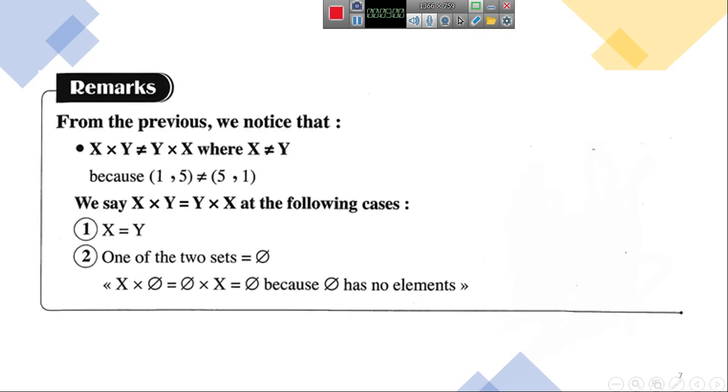But we can say that x cross y equals y cross x if x equals y, or if one of the two sets equals phi, the empty set that doesn't have any elements, because x cross phi equals phi cross x equals phi.